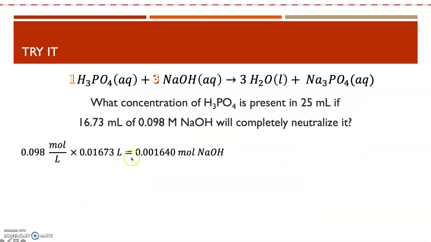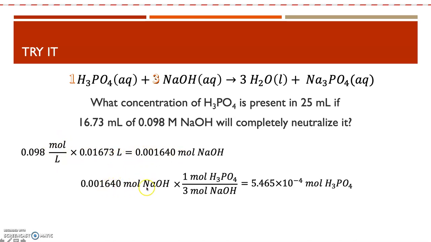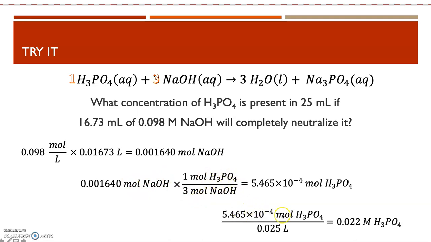So in this problem, again, we're going to start with the base. Molarity times volume gives you moles of base. Moles of NaOH times the conversion factor from the balanced chemical equation. Now in this case, we want sodium hydroxide in the denominator rather than the numerator because we want to cancel out sodium hydroxide and end up with moles of phosphoric acid. Once we have moles of phosphoric acid, we can divide by the volume of phosphoric acid to get the molarity of phosphoric acid.